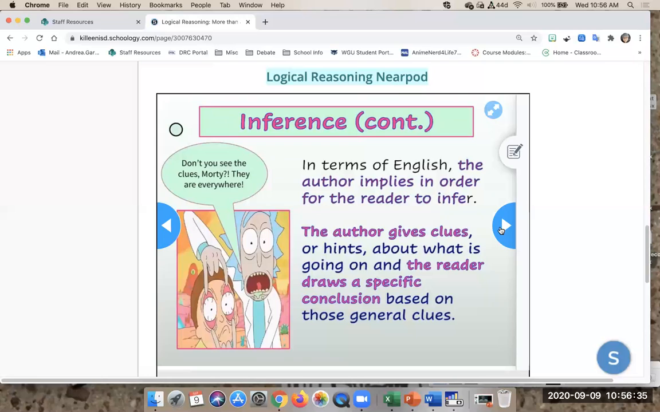So in terms of English, the author implies in order for the reader to infer. So what does that mean? The author gives you the clues or hints about what's going on, and the reader draws specific conclusions based on those general conclusions. This is why if we read a text and maybe you don't come to the same conclusion as me, I'm not necessarily going to count that wrong. But what do you have to be able to do? State the facts. Prove to me. Show me the hints where you got that. Explain to me, okay?